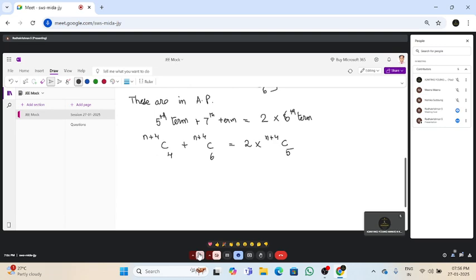Okay. Now what? What next? So how can we simplify? Just we applied the formulas. So now you have to simplify this expression. You have to expand this n plus 4 C4, n plus 4 C6, n plus 4 C5. So can you expand n plus 4 C4 in our row?